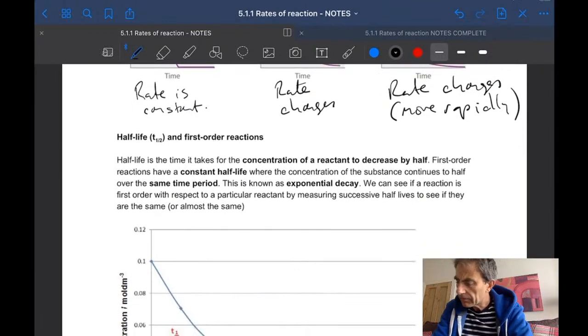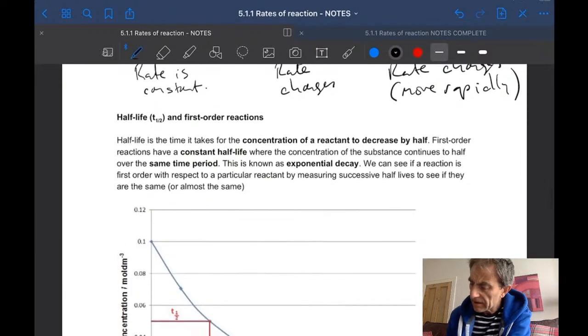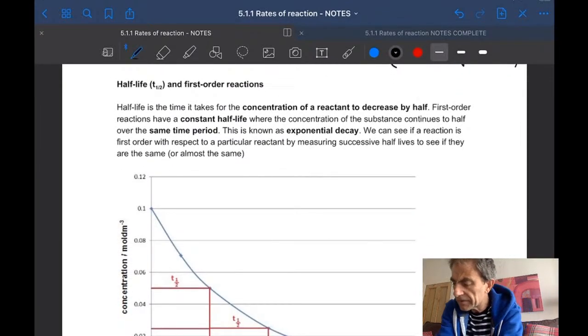Right, so more about the first order reaction. You can see this little part of the notes is saying half-life, T1/2, and first order reactions. Half-life is the time taken for the concentration of a reactant to decrease by half of the value that it was at. First order reactions have this special feature in the fact that they've got constant half-lives.